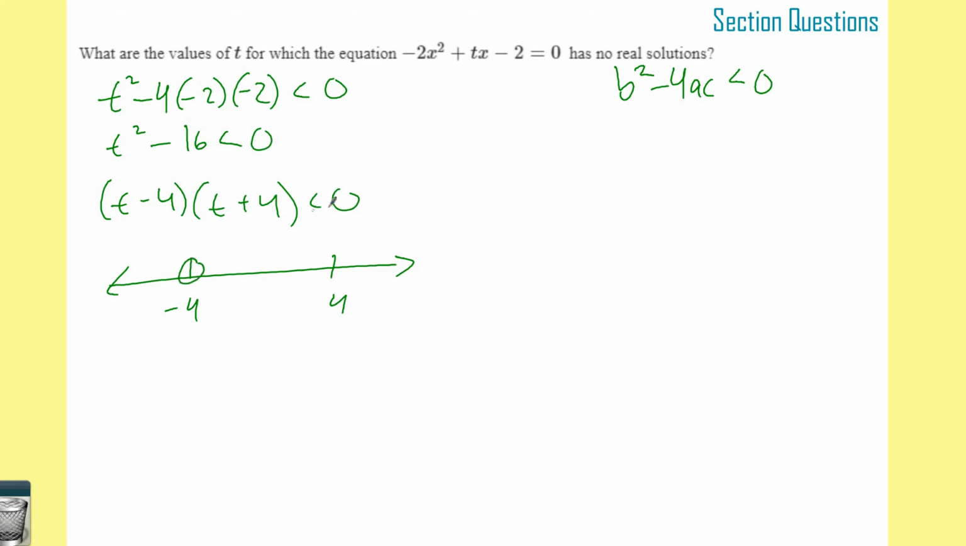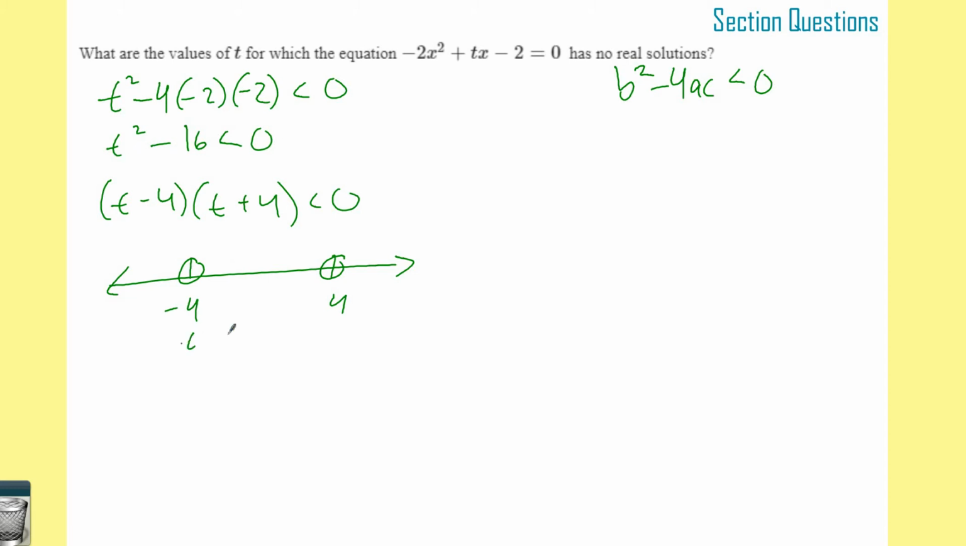Okay, because we know it's not going to be 0 at these. We don't want it to equal 0. So those negative 4 and 4 aren't going to work. So I'd plug in numbers around it. So like if I plug in 0, well, yeah, that's going to be less than that, right?